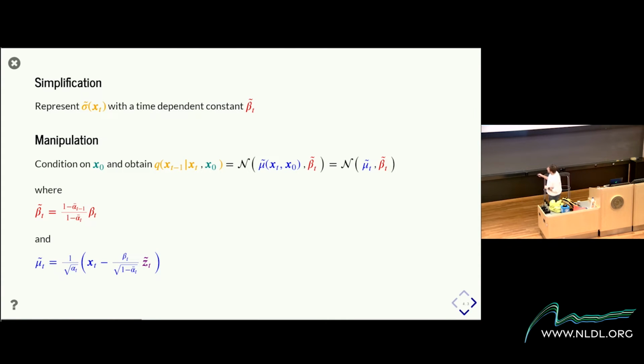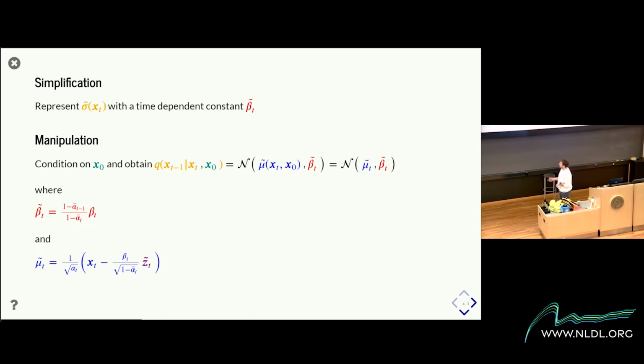Using this sort of transformation, we can obtain that this posterior distribution is actually a normal distribution with this mean and this standard deviation. The mean depends on xt and x0, but for the sake of simplicity I will just write it like this. This will be my mean, mu tilde of t, and this is the standard deviation. Okay, so the equations for the standard deviation and for the mean are these. We will comment on them in a second.